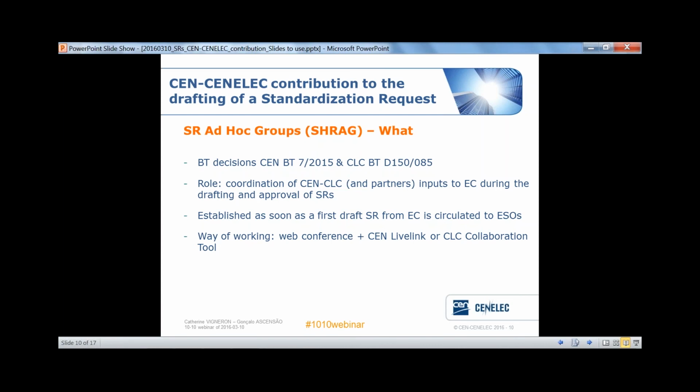Essentially, when we establish these groups, we ask CEN and CENELEC members and all the technical bodies or stakeholders involved for their comments and possible proposals for change in the standardization requests. This ad hoc group is essential to consolidate our position and to have a common and strong position towards the European Commission. What has been decided as well is that these ad hoc groups should be established as soon as we receive a first draft of the standardization request, so as to be involved as early as possible in the process. These ad hoc groups will work mainly through web conferences, using CEN LiveLink or the CENELEC collaboration tool.